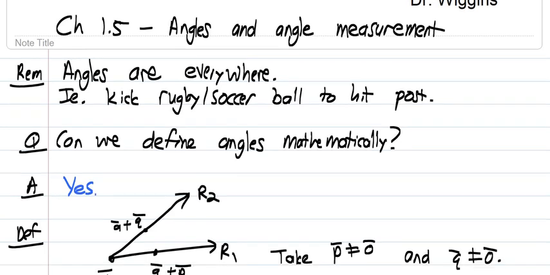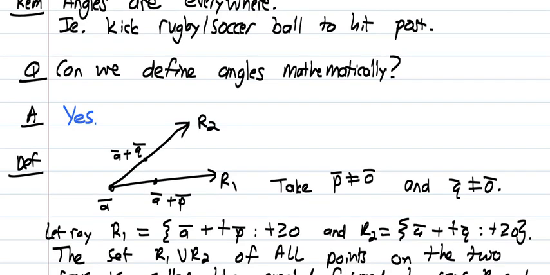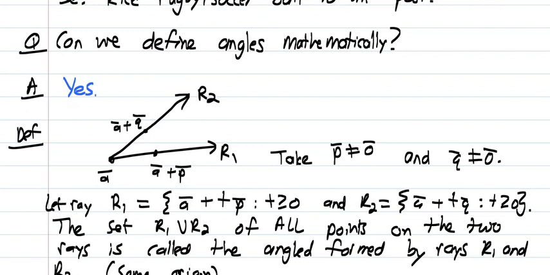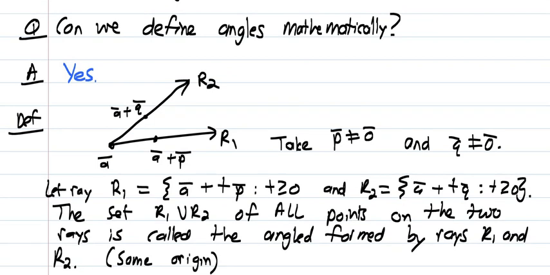Now to start, let's think, what is an angle? An angle is something between two rays. So here is the definition. Let ray 1 be the ray originating from point A and passing through point A plus P. And let ray 2 be the ray originating from point A and passing through the point A plus Q. Now, we want P and Q to be non-zero vectors, and P could equal Q, that we don't mind.